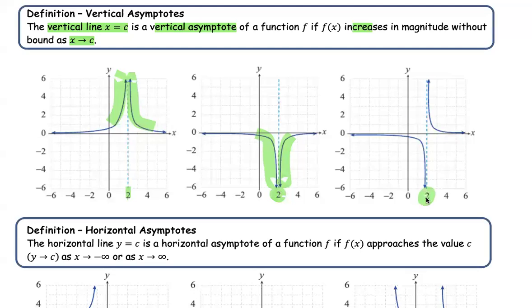In the third graph, at x equals 2, it could be that the function on the left approaches negative infinity, or decreases without bound, whereas on the right-hand side of the line x equals 2, the graph increases without bound.